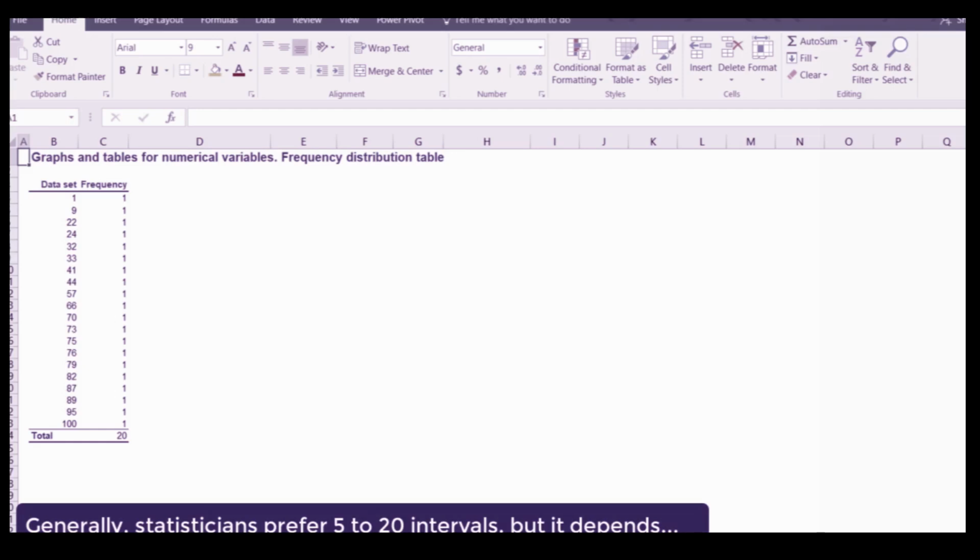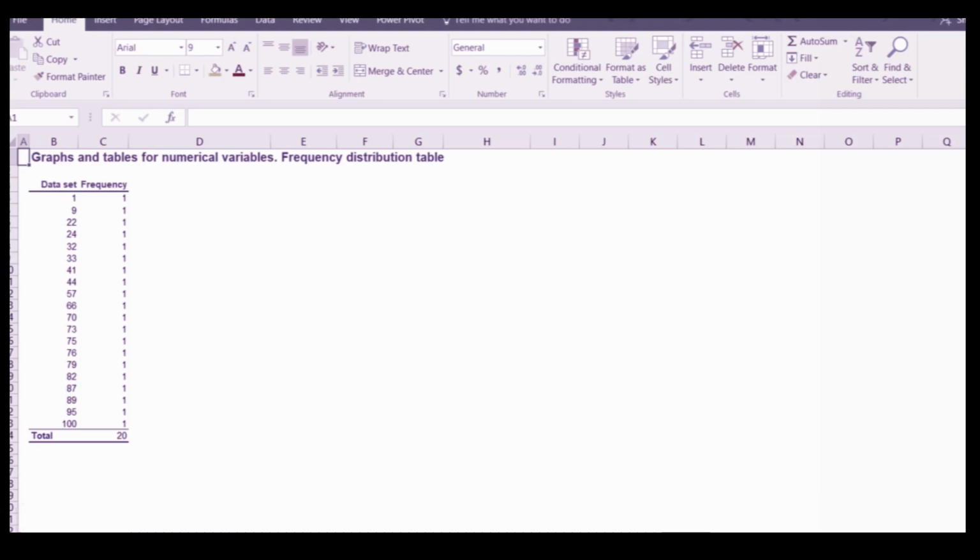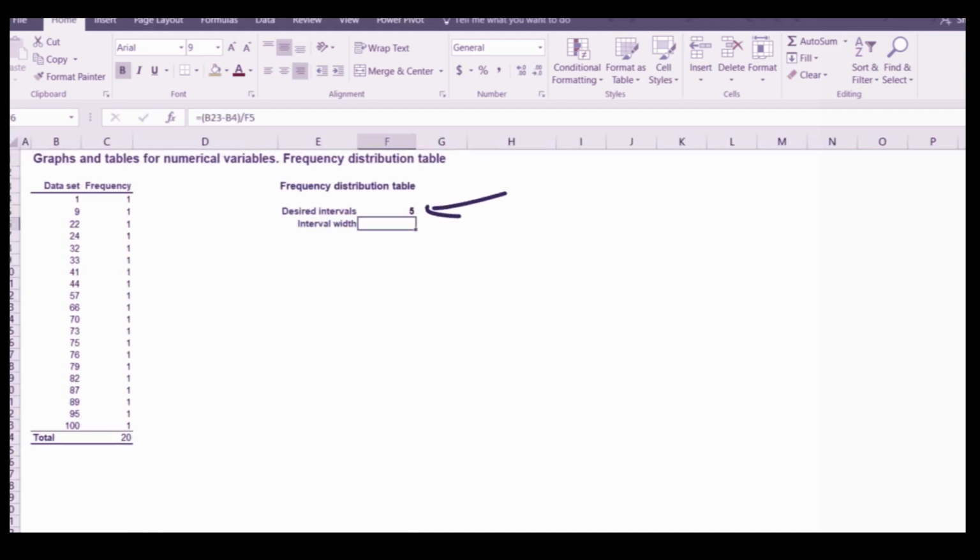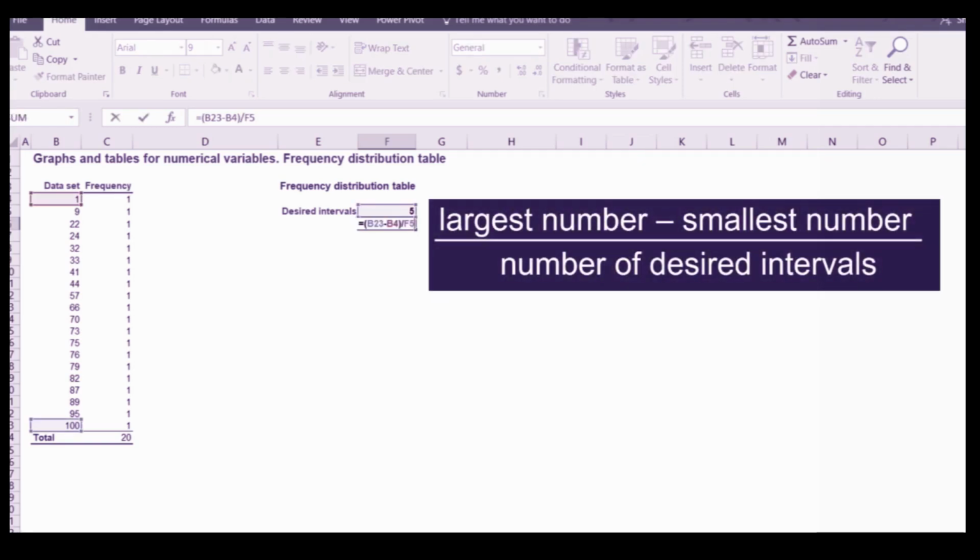Generally, statisticians prefer working with groups of data that contain 5 to 20 intervals. This way, the summary can be useful. However, this varies from case to case, and the correct choice of intervals largely depends on the amount of data we are working with. In our example, we will divide the data into 5 intervals of equal length. The simple formula that we use is as follows. The interval width is equal to the largest number minus the smallest number divided by the number of desired intervals.